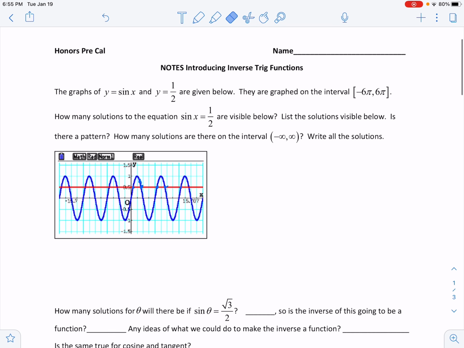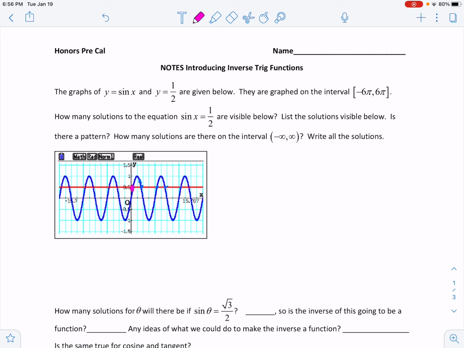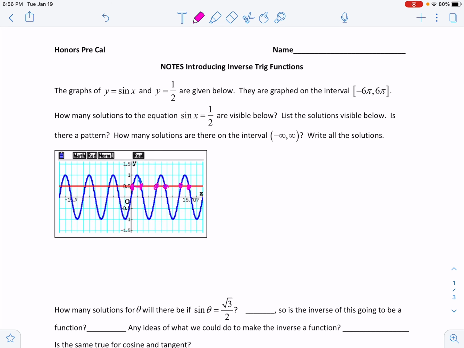How many solutions are there to the equation sine of x equals 1/2? Well, it crosses here, here, here, here. We've done this before, okay? So you know that sine equals 1/2 at pi over 6, and it happens again at 5 pi over 6. It happens again when you go all the way around the circle, so you get 7 pi over 6.